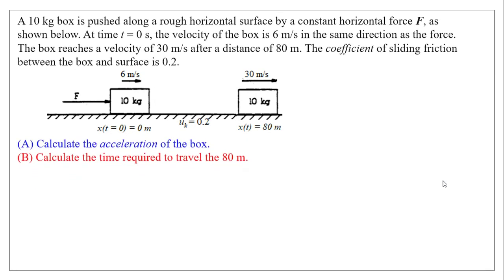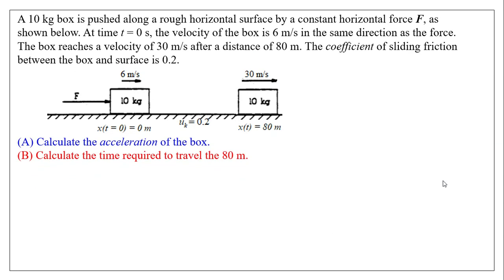Let's do part A and B. Part A asks you to find the acceleration of the box. The easiest way to find acceleration is to use this particular kinematics equation. If you pause the video and look at the diagram properly, I noticed that Vf is given, Vi is given, and the displacement is given. It starts at 0, it ends at 80 meters. So therefore, to find a, I would use this function because all this information is given to me.